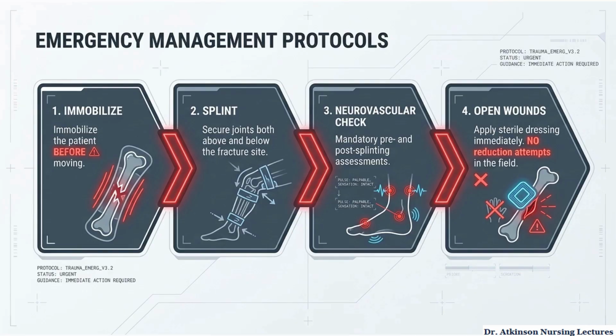Emergency fracture management follows a strict sequence. Immobilize first, splint the joints above and below the injury, and perform neurovascular checks before and after splinting. Open fractures require immediate sterile dressing application to reduce contamination and infection risk. Never attempt fracture reduction in the field because manipulating exposed bone can worsen vascular injury and drive bacteria deeper into the tissue. Prompt stabilization protects both bone and surrounding soft tissue.